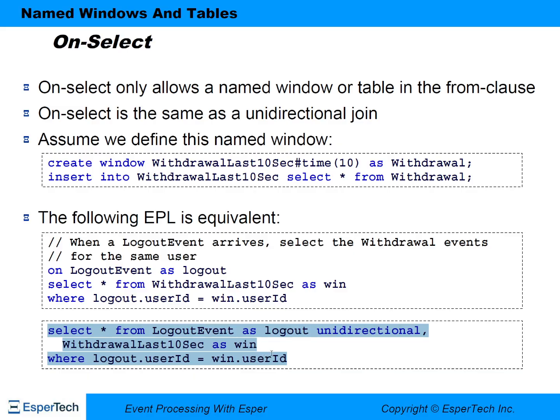This statement is equivalent to: select * from LogoutEvent as logout unidirectional, Withdrawal last 10 sec as win where logout.userid = win.userid.